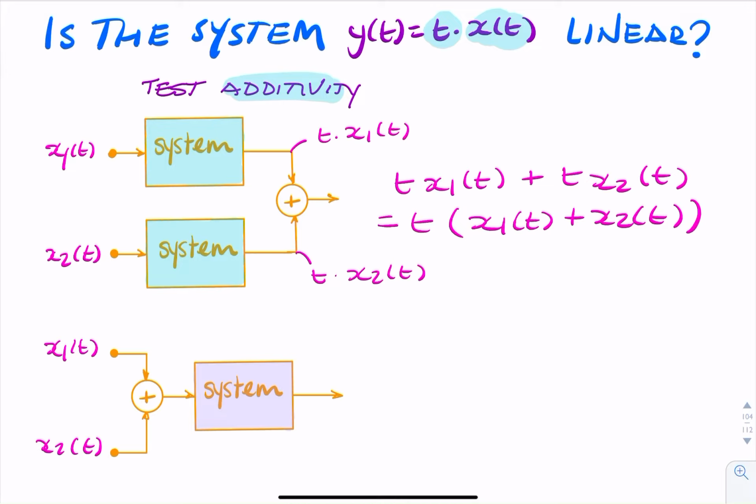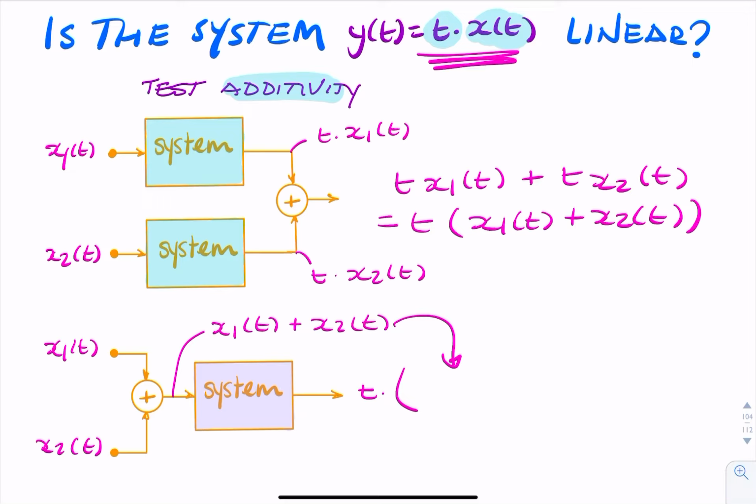And to test for additivity, I just do the exact same thing again, but this time I add the signals before they go into the system. So x1 plus x2 is what goes into the system. And the output is simply the time multiplied by the input, because that's what my system does. So the input was x1 of t plus x2 of t.